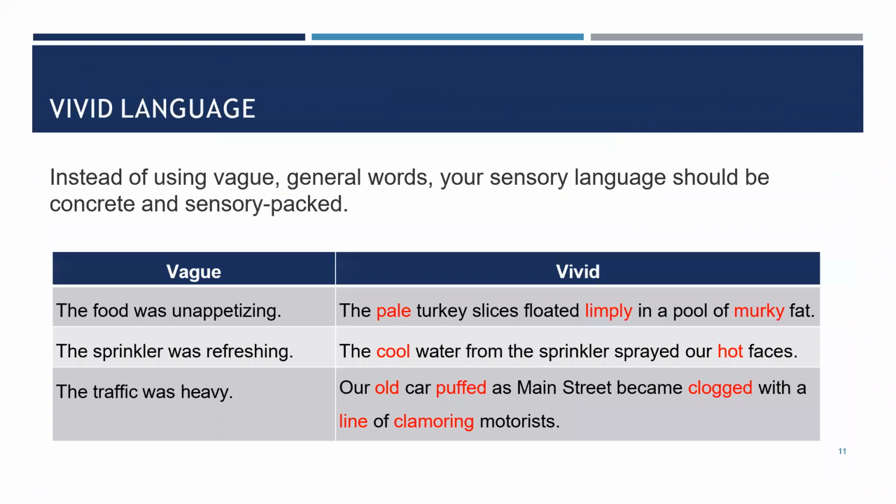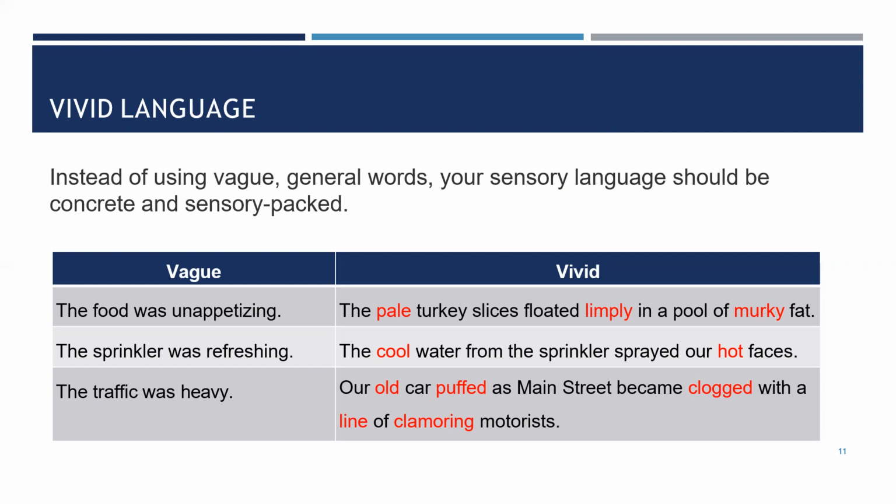Okay, next, what about vivid language? Instead of using vague general words, your sensory language should be concrete and sensory packed. For example, this is the column of vague: The food was unappetizing. And then the vivid sentence: The pale turquoise slices floated limply in a pool of murky fat.